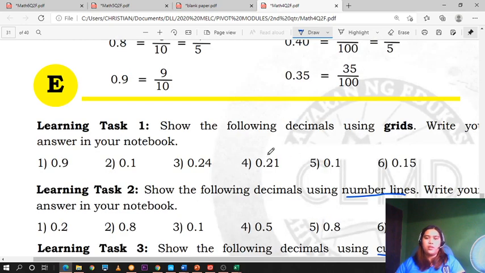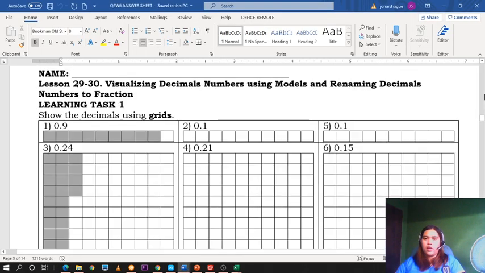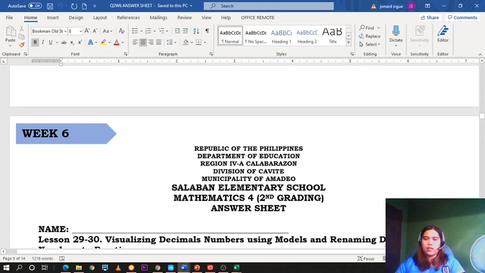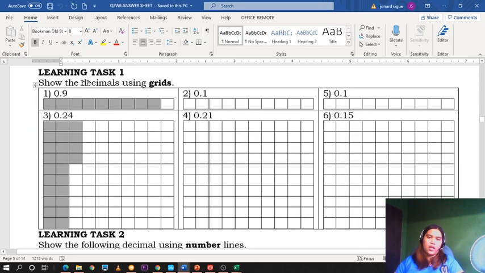So, for the learning task 1, we will show the following decimals using grids. Kung mapapansin nyo sa inyong answer sheet, para hindi na kayo mahirapan, meron na siyang grids. Ang gagawin nyo na lang is to shade kung ano yung decimal na nandun. For example, sa number 1, 9/10. So, tenths. Ibig sabihin, 10 hati-hati ito. And ilan ang may shade natin? 9. So, kaya naka-shade yung 9.